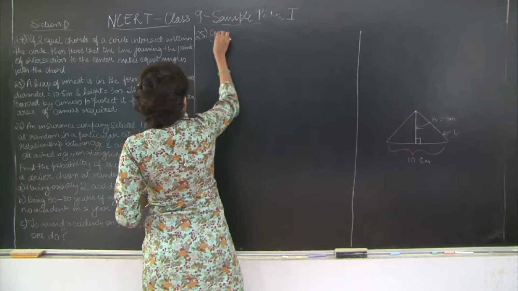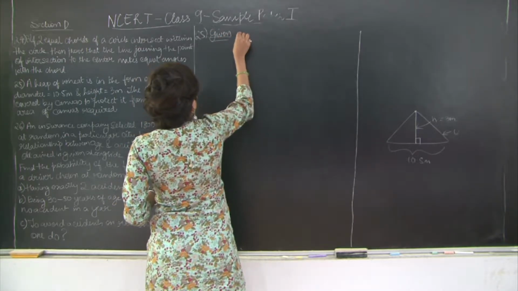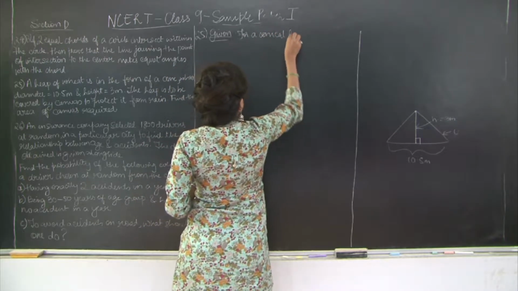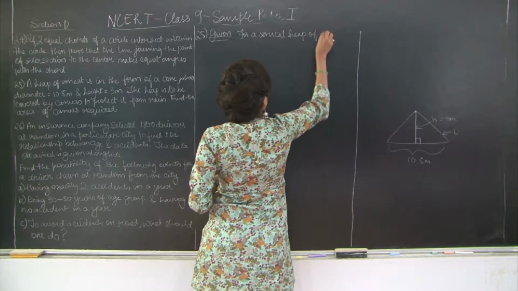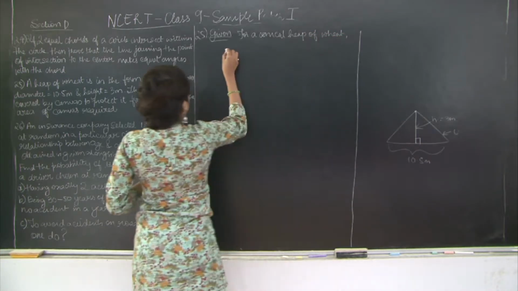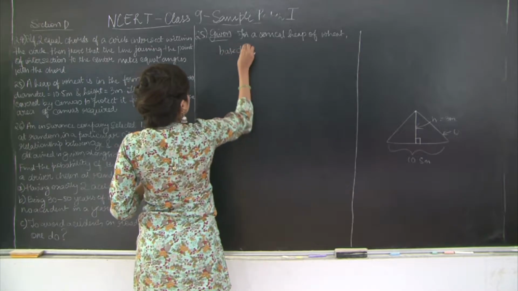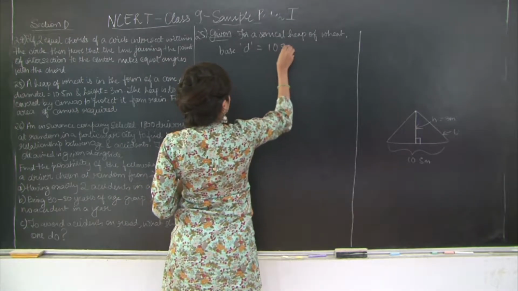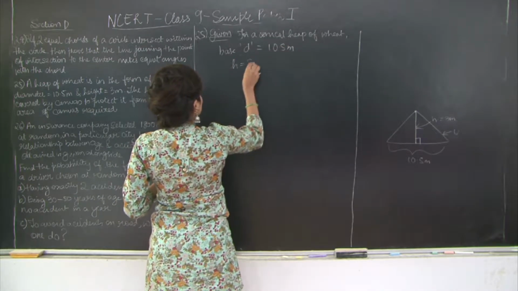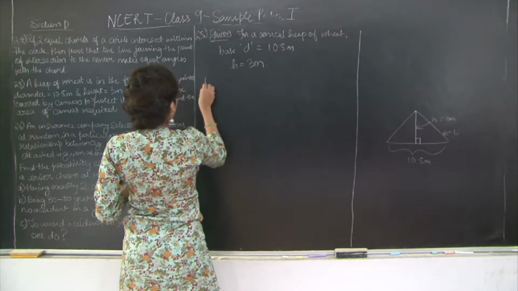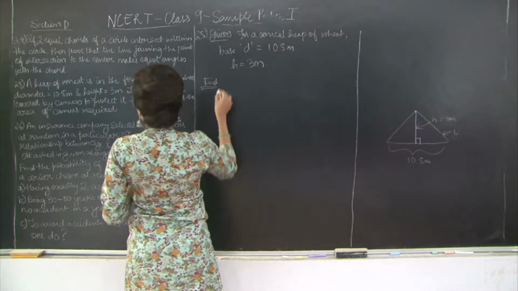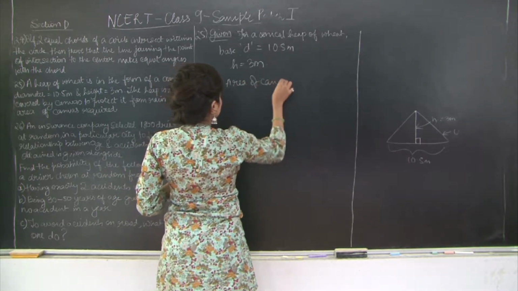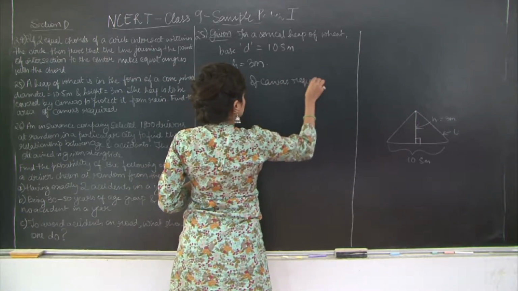So I'll say given, for a conical heap of wheat, base diameter is 10.5 meters, height is equal to 3 meters. Find the area of canvas required to cover it.